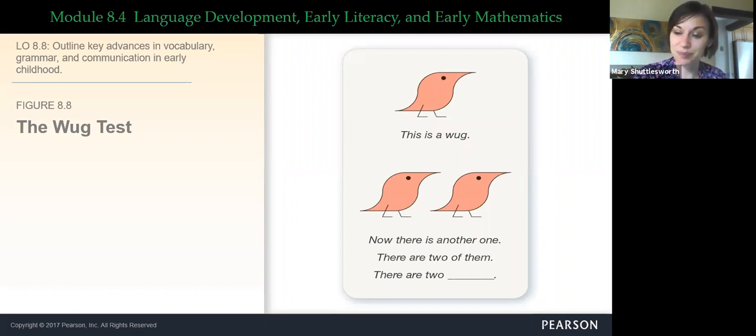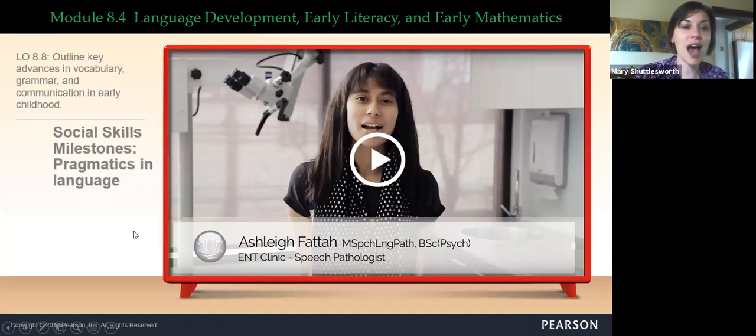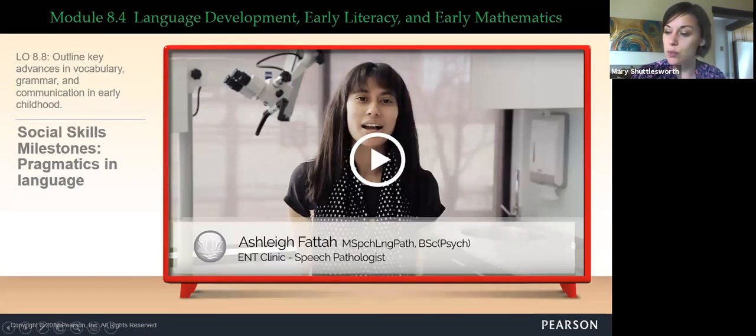Right? So very exciting. All right, so this video here, and I will ask you to watch this one, really highlights the social skills milestones that children are going through in early childhood. So this is from the perspective of a speech language pathologist, and she is talking about pragmatics. And so pragmatics, when we're talking about that for language, is using language to achieve communication goals or social goals. So children in this stage of development start to do things like take turns. They start to stay on topic.